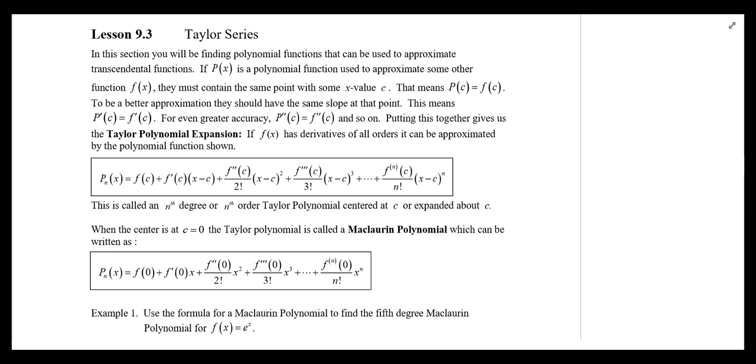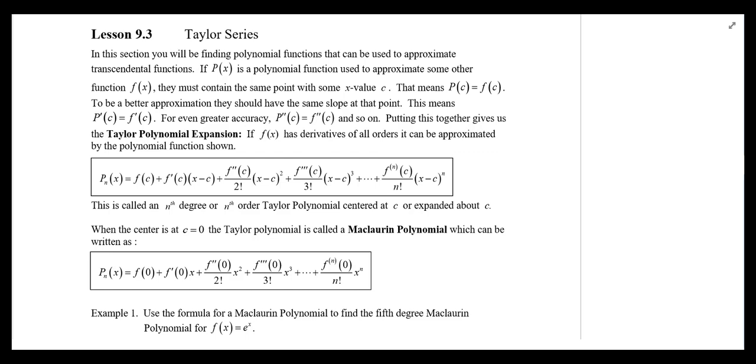In this section, you're going to be finding polynomial functions that can be used to approximate transcendental functions. What are those again? Those are like sine x, cosine x, e to the x, ln x, all those functions that are not really expressed as a polynomial, right? It can't be done as a finite combination of algebraic operations, okay? So what we're going to try to do, however, is to approximate them, okay?